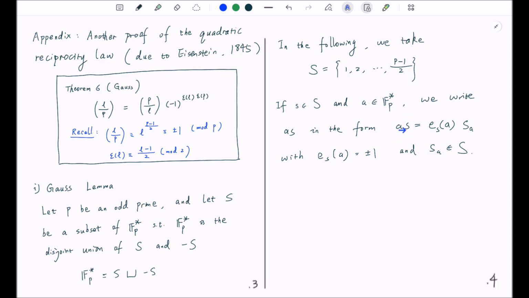Namely, we still want to put this A times S into S, but we need to pay a price. If necessary, we're going to subtract a minus 1 from this product to make sure this guy still lives in S. So we write A times S as E sub S of A times SA, where SA is always in S. And I want to emphasize that E sub S of A and SA are uniquely determined by A and S. There's no ambiguity on the right-hand side.